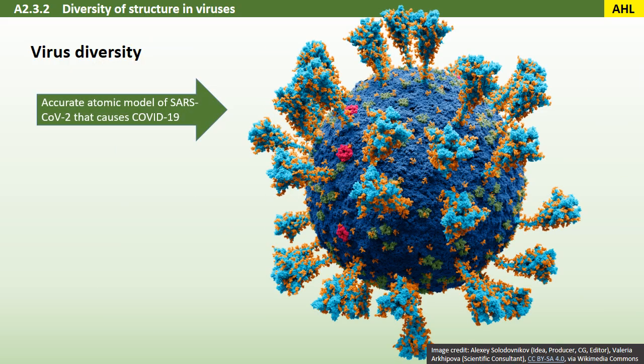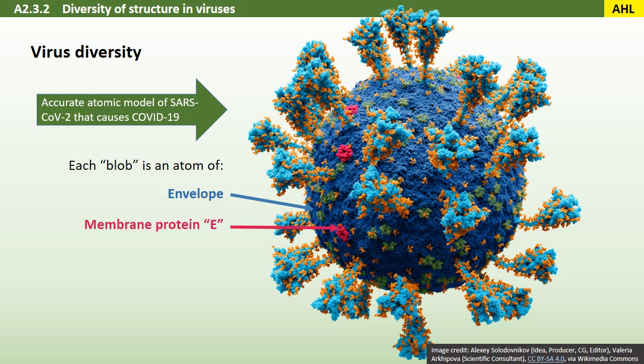This is an atomic model of the virus that causes COVID-19. Each blob is one atom. Dark blue is for the envelope. Red is for one of the proteins embedded in the membrane. Green is another one of those proteins. And light blue is a third one, a very special one called the spike protein, which the virus uses to interact with the host cell. Orange is glucose, which makes sense if you remember that these proteins are glycoproteins, proteins with carbohydrates on top.